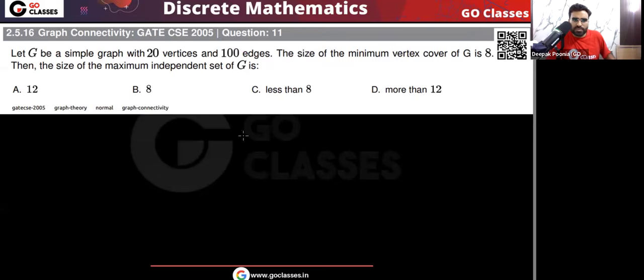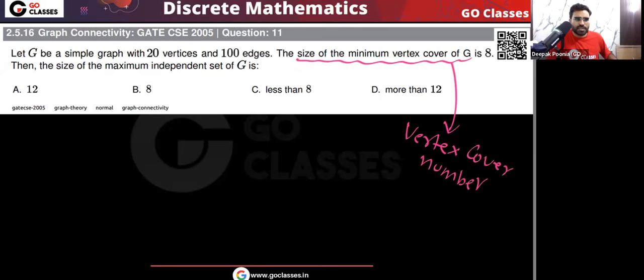Remember, with proof we have seen this. First of all, you tell me, what is the size of the minimum vertex cover of G? This is called the vertex cover number.